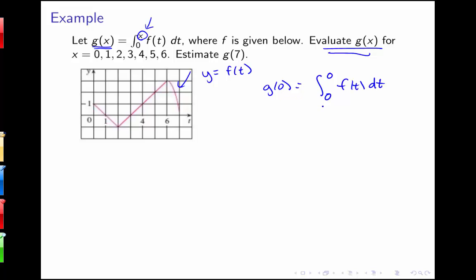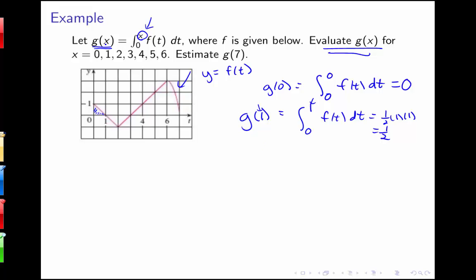And we know the integral from a starting point to the same ending point is equal to 0. If I wanted to compute g of 1, I'd be looking at the integral from 0 to 1 of f of t dt. So our independent variable here, 1, is getting plugged into that upper limit. The value of g of 1 is the integral from 0 to 1 of f of t dt, which is this piece here. That integral is 1/2 base times height. So we have a value of 1/2 for g of 1.